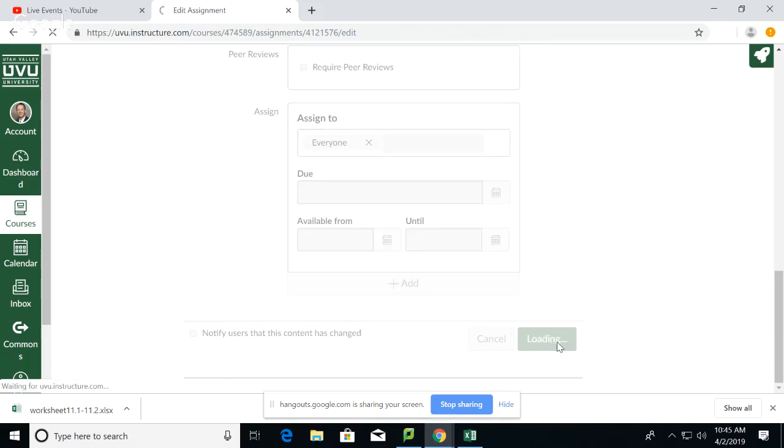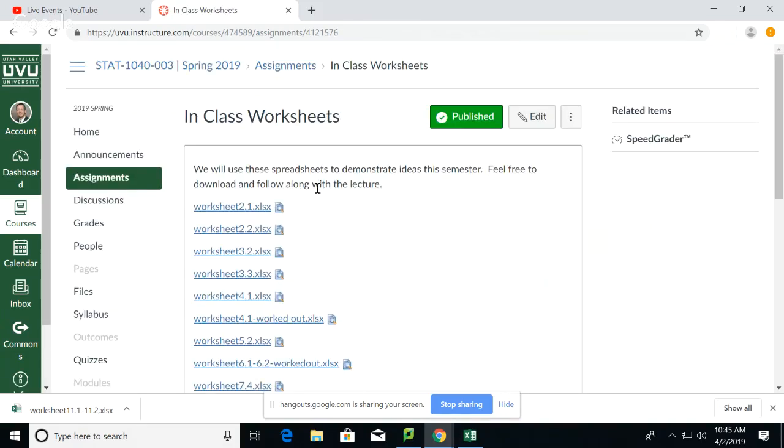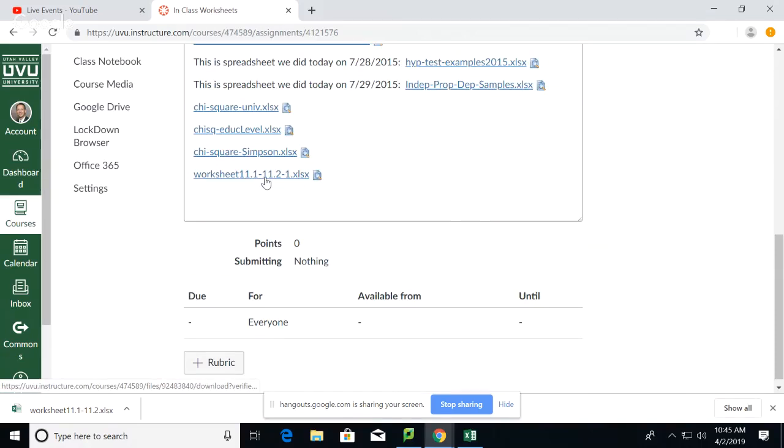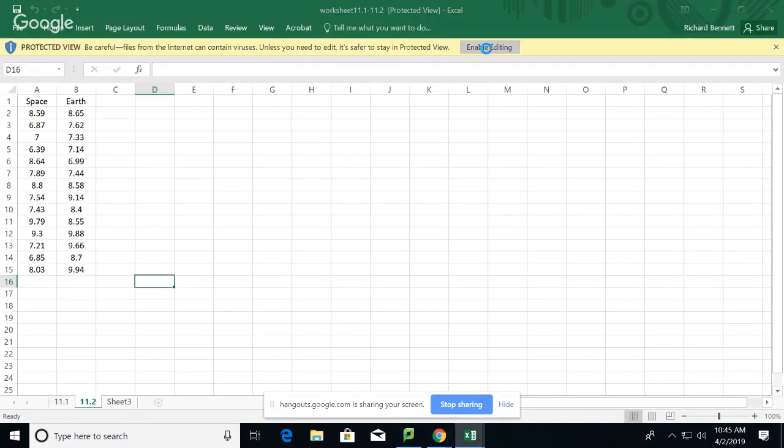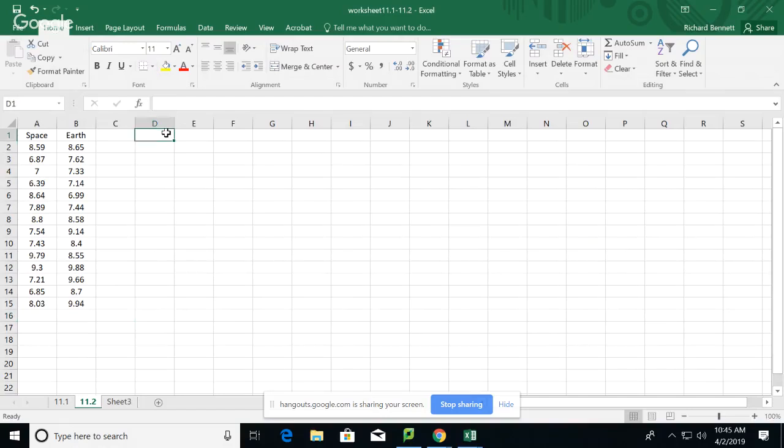Okay, go ahead and refresh your page, and you should have a worksheet now called Worksheet 11.1-11.2. It should be under in-class worksheets.